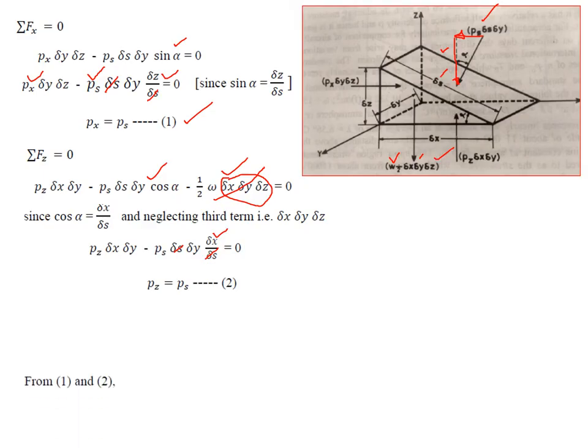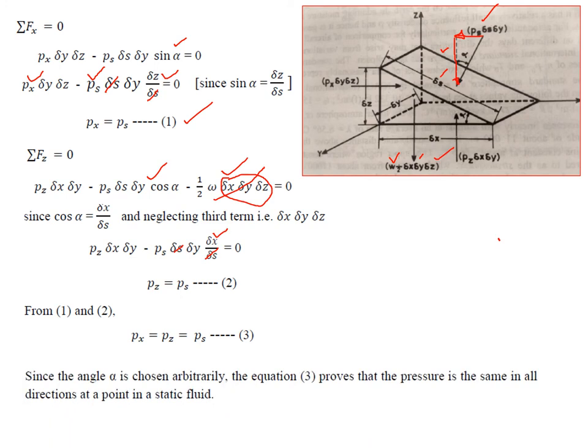Now from equations 1 and 2 we can prove that px is equal to pz is equal to ps. Since this plane is taken at an arbitrary angle, it can be taken at any angle, so the plane goes on changing. And the force ps is normal to the plane. Therefore it is proved that px is equal to pz, that is x direction and z direction, and also in all other directions, which is ps. Therefore the pressure at any point in a fluid at rest is the same in magnitude in all directions. Hence it is proved.